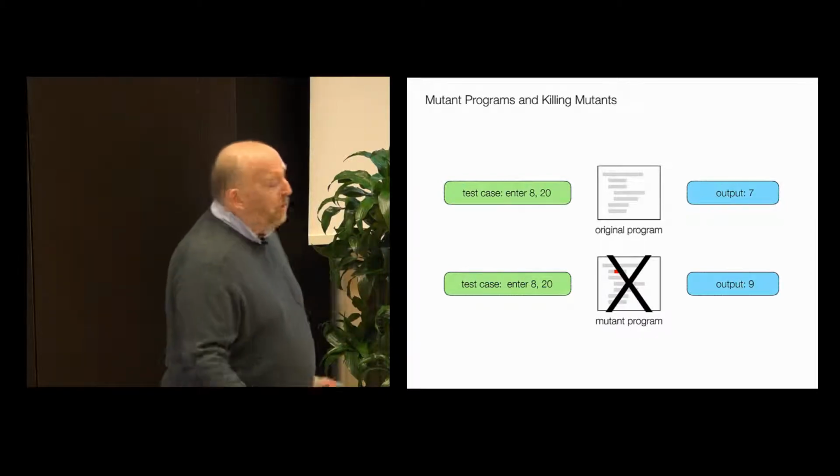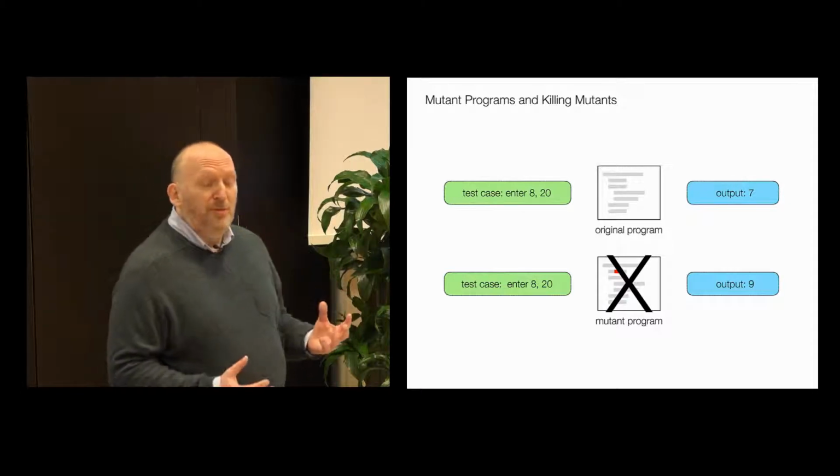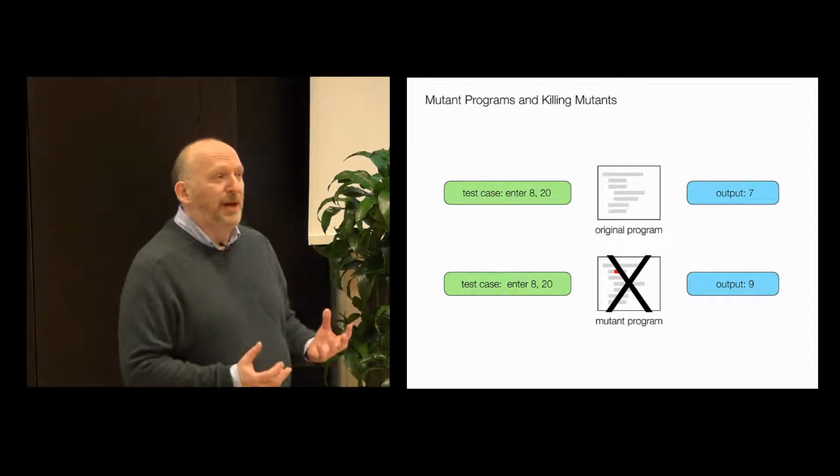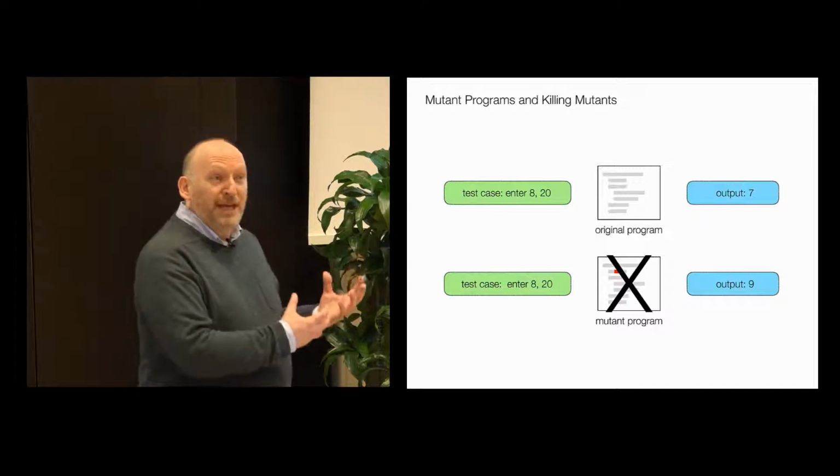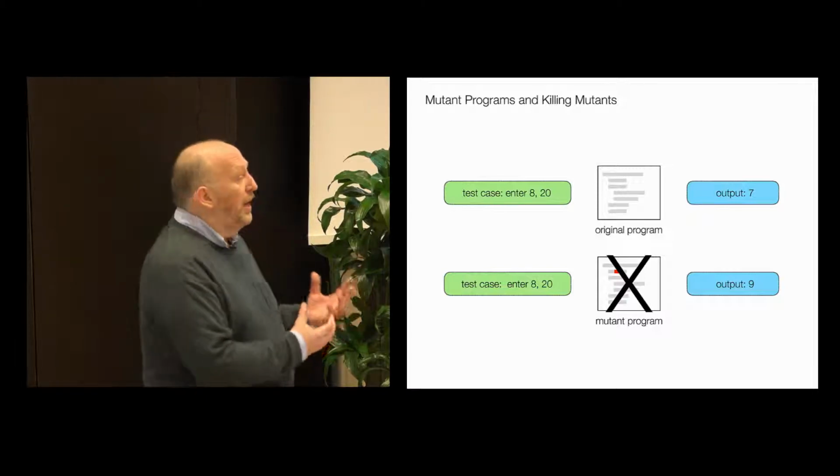What we say at that point is the terminology is that we've killed the mutant. We found test data which identifies that the mutant is a mutant, it's not what it should be, and therefore kills it.